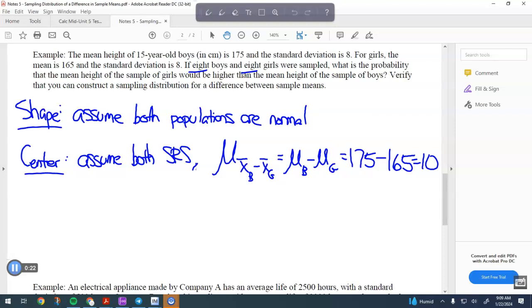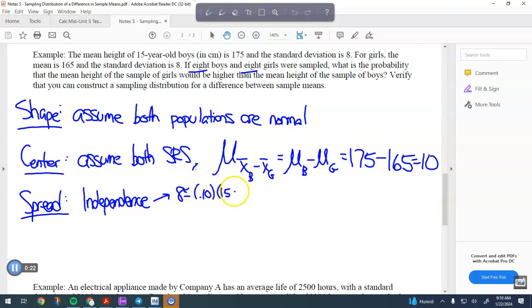All right, shape, center, and then spread. What do we need for this one? We need independence. I am pretty sure that 8 is less than 10% of all 15-year-old boys. I'm just going to do this boys/girls. And then once I've established independence, what am I allowed to say? What am I allowed to find?